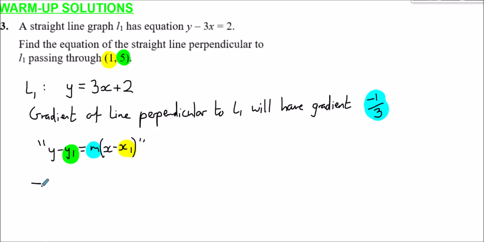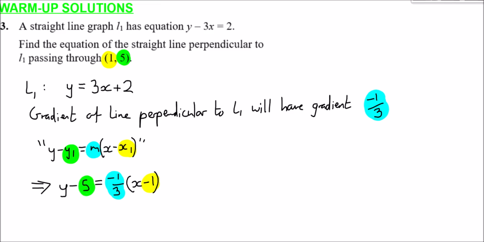So if we then just sub in these values, so y minus 5 equals minus a third, brackets x minus 1, because as I've said before, the gradient was minus a third, the known value of x was 1, and the known value of y is 5.